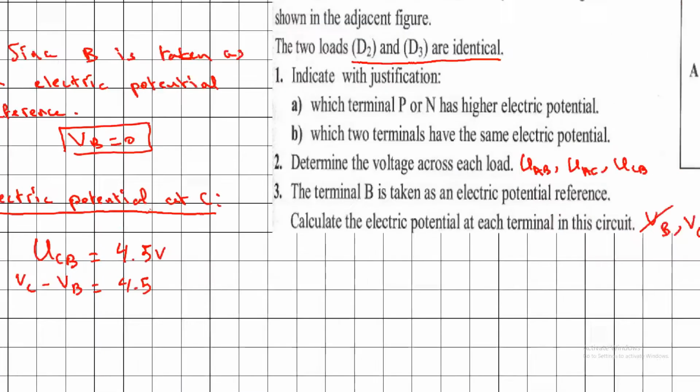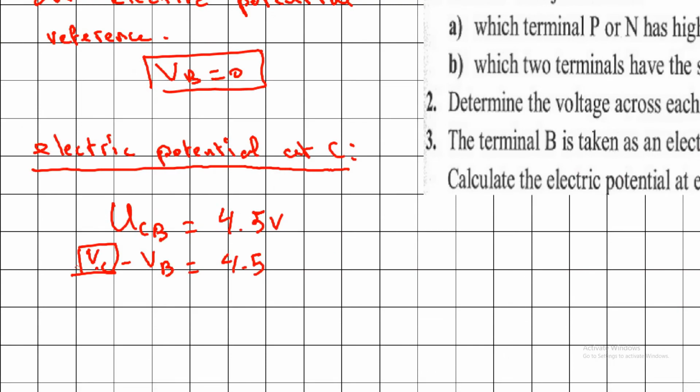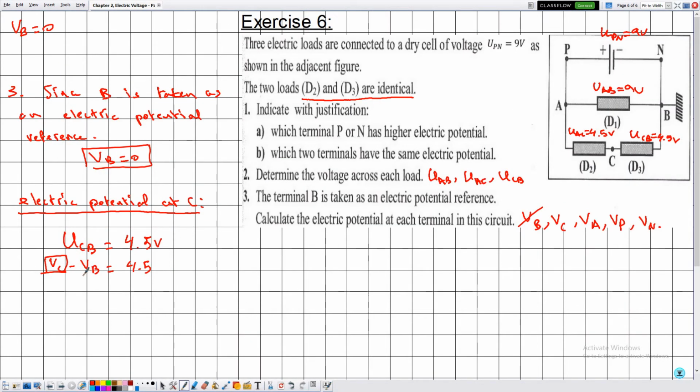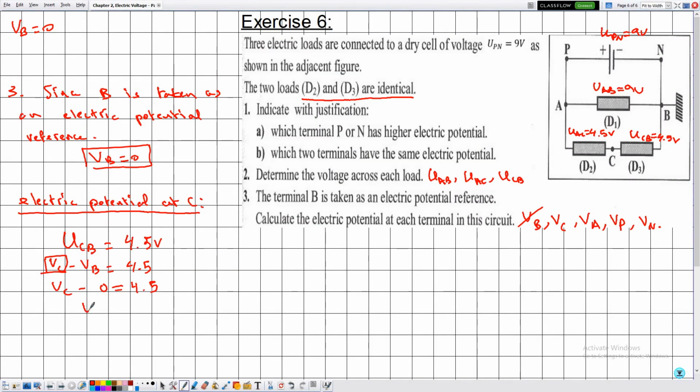Knowing that we are interested in determining the electric potential at the point C, which is given by Vc, we need to know the electric potential at the point B, and in this case it's given by 0. So Vc minus 0 is equal to 4.5. What's the type of this equation? This is a linear equation and one unknown, the unknown is Vc. So simply Vc is equal to 4.5 volts.